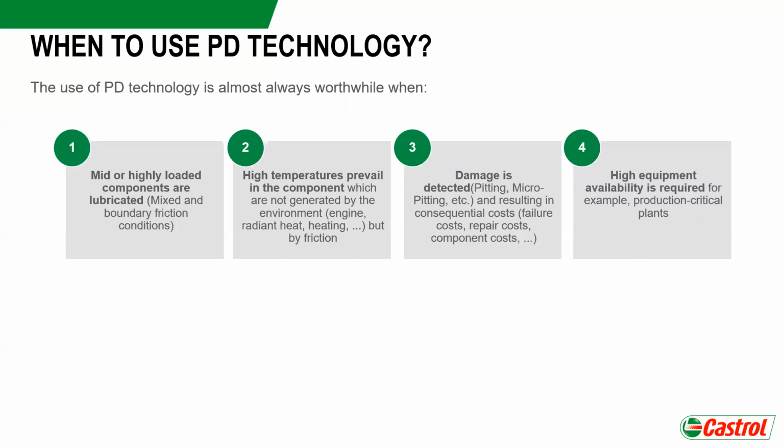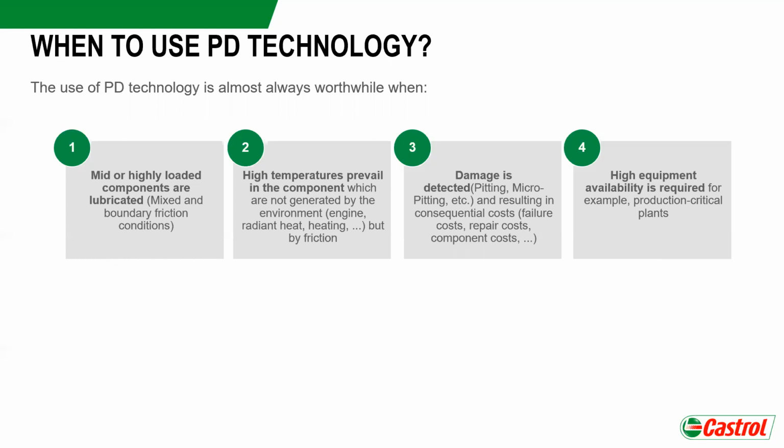The second one is if you have very high temperatures in your system that are not created by the surrounding, for example, radiant heat of an engine or heating or something like that, but comes from the friction inside your component. You can, with PD technology, in many, many cases, reduce the friction and therefore the temperatures.